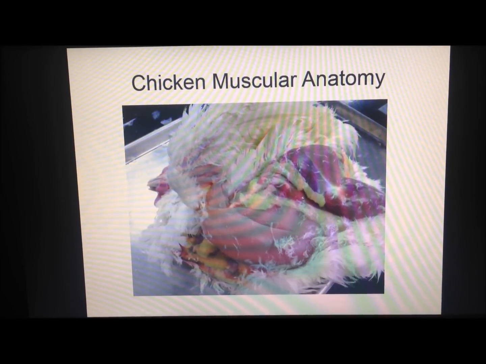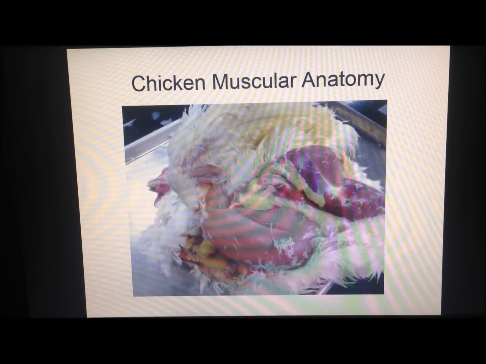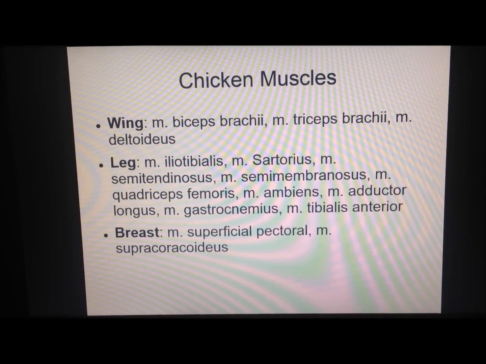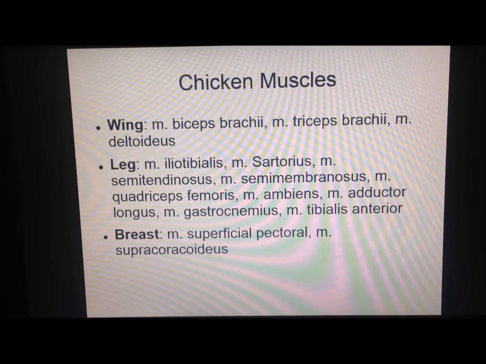Alright, first we'll be starting with the chicken muscular anatomy. And these are the muscles that we'll be covering. The main muscles are in the wing, the leg, and the breast.